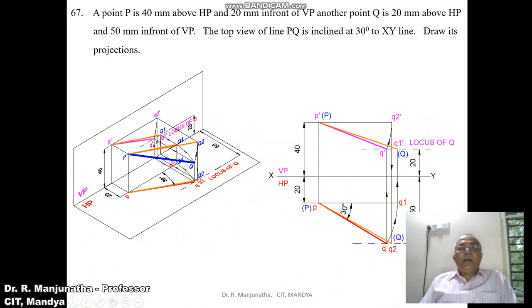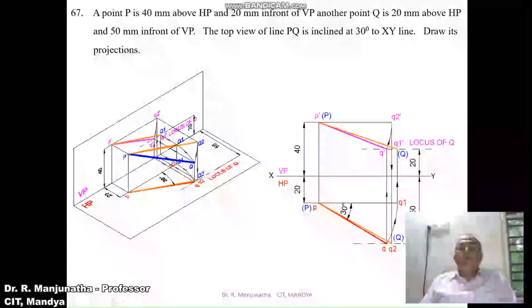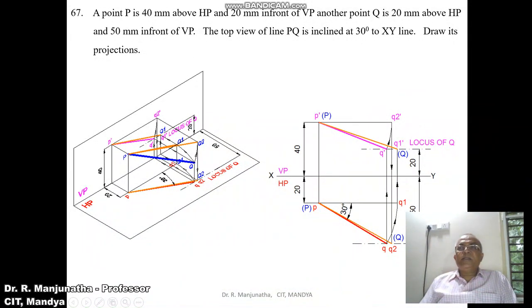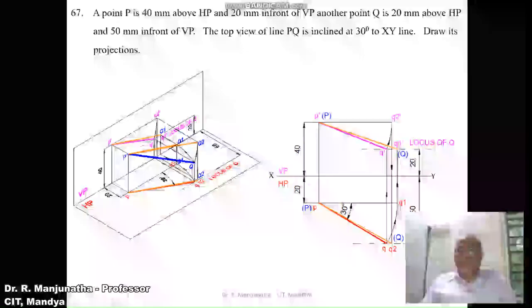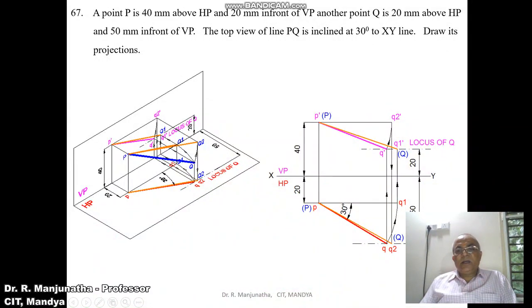Then with P as center, since the top view of the line PQ is inclined at 30 degrees to the XY line, from P, using the protractor, you measure an angle of 30 degrees with respect to the horizontal, and then draw an inclined line such that it cuts the locus of Q in the top view, so that you get this point Q. Join P to Q with a dark line. So now you have the top view line.